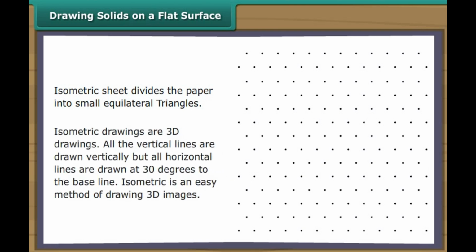Let's learn about isometric sketches. An isometric sheet divides the paper into small equilateral triangles. Isometric drawings are 3D drawings. All the vertical lines are drawn vertically, but all horizontal lines are drawn at 30 degrees to the baseline. Isometric is an easy method of drawing 3D images. Let's draw an isometric sketch of a cube.